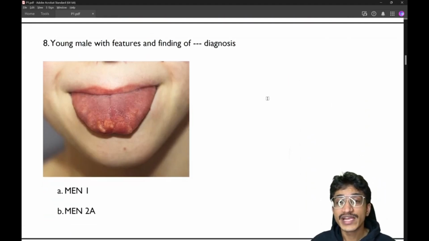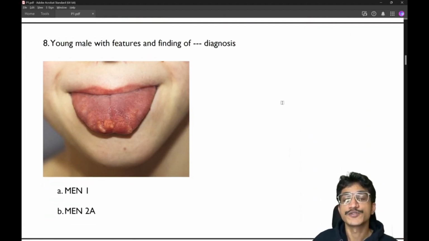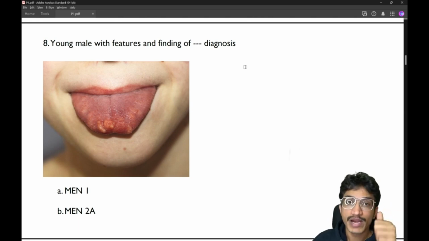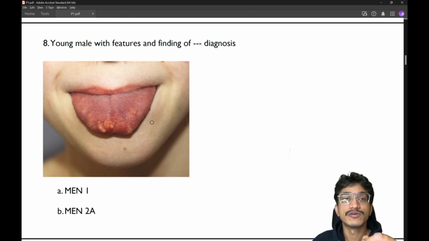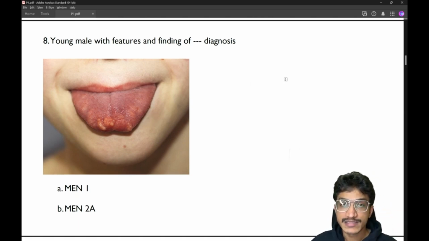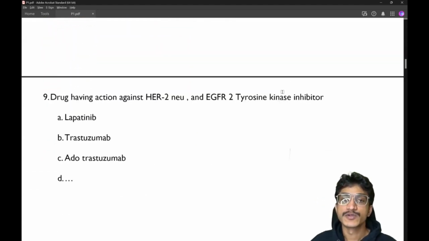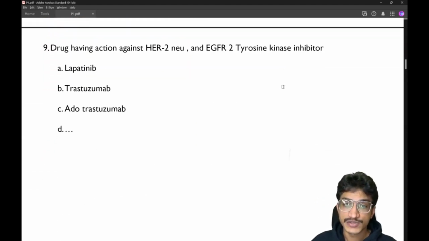So this is a very repeat question, and if you have solved my mock exams of the Sushruta LGS, we have asked a question regarding a tongue ganglioneuroma, and the answer would be MEN 2B. So very straightforward question, nothing much to discuss in this.